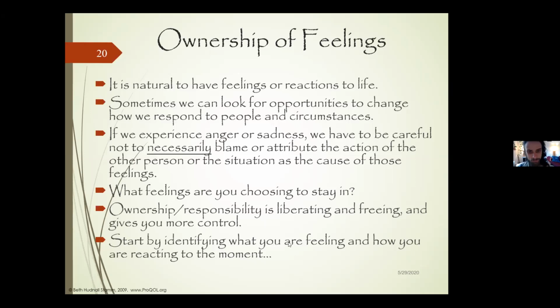So start by identifying what you are feeling and how you're reacting to the moment. That's introspection for you.